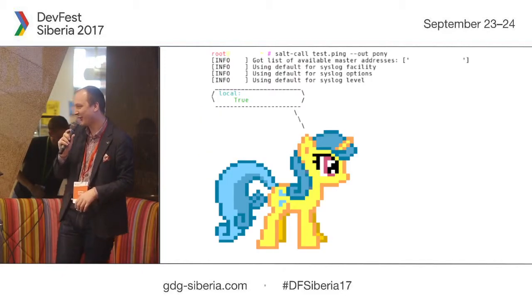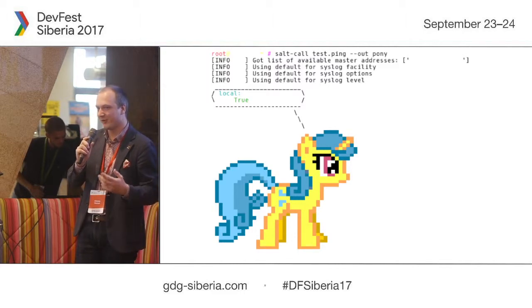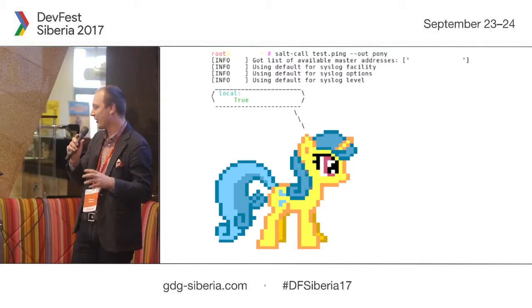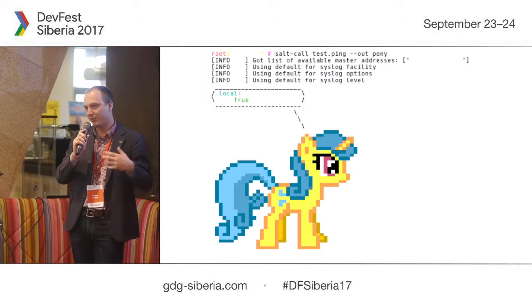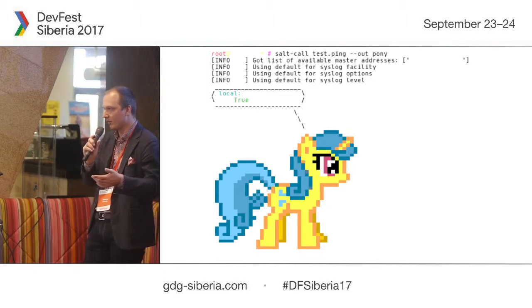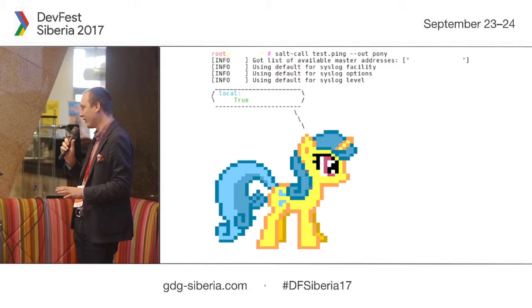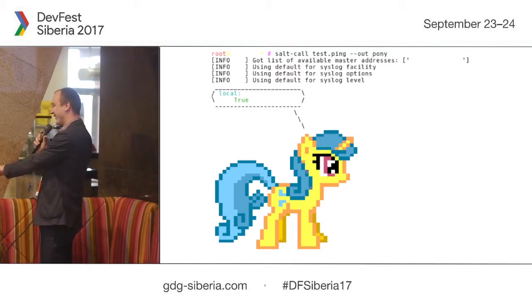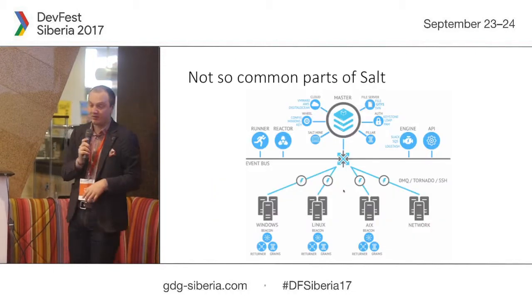This one is my favorite part. Well, the output, as you see, is usually YAML, but you can make it look something else. For example, you can output in JSON. You can even output in some other format if you want. And the favorite one is Pony, which uses the ponysay command and wraps it around the actual output of the command.